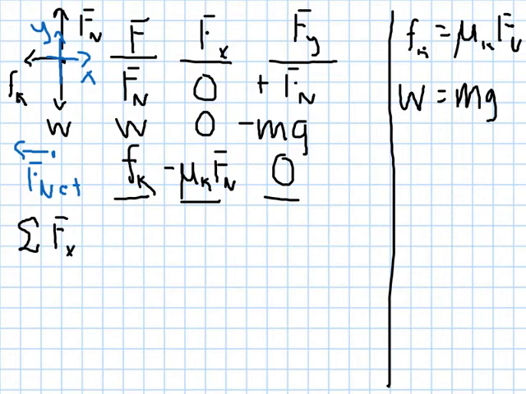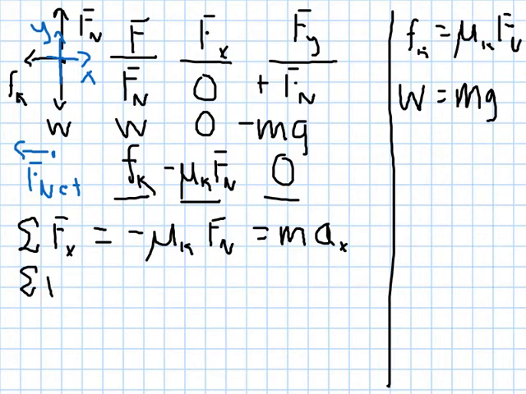The sum of the forces in the x direction is simply equal to negative mu sub k times the normal force. And according to Newton's second law, this should also be equal to the mass of the car times its acceleration in the x direction. Since I know the car is coming to a stop and there's a net force in the x direction, that acceleration is non-zero.